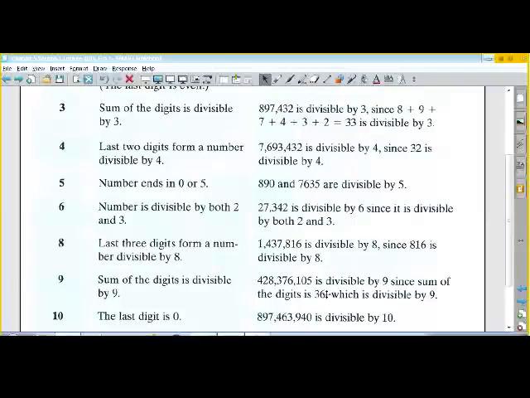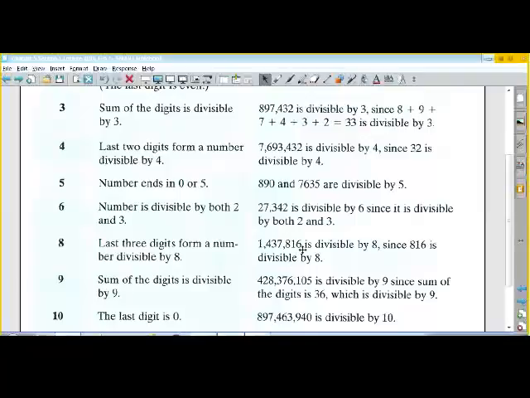If the numbers added together are divisible by 9, then the whole thing is divisible by 9. So if I add these together, 4 plus 2 is 6, plus 8 is 14, plus 3 is 17, plus 7 is 24, 24 plus 6 is 30. Oh, actually it's 36, I don't know what I did wrong there. Anyway, if you add all these up together, you get 36, and 36 is divisible by 9, and therefore the whole thing is divisible by 9. So it's kind of like the 3 rule, except it's just using 9 instead.